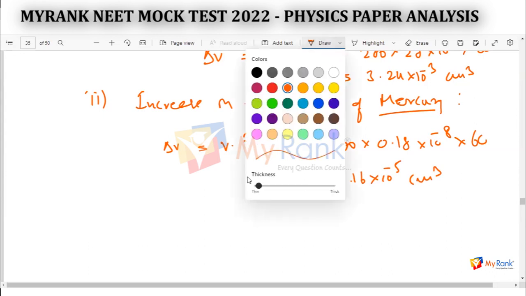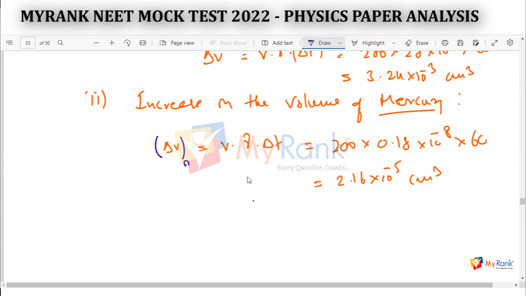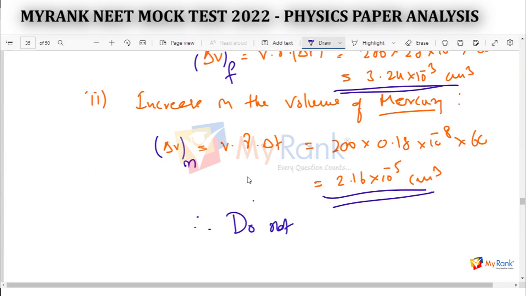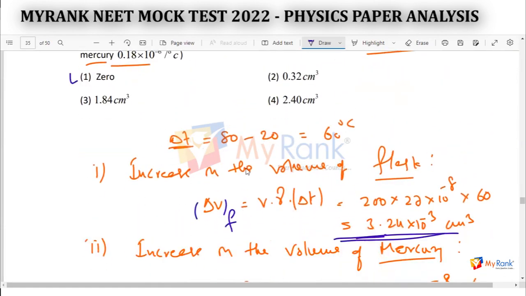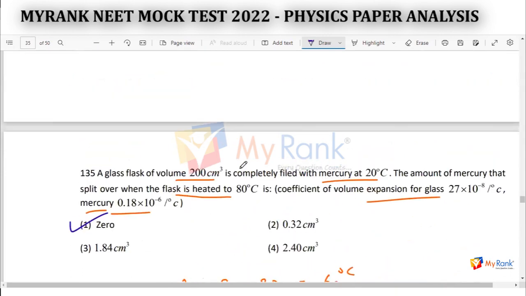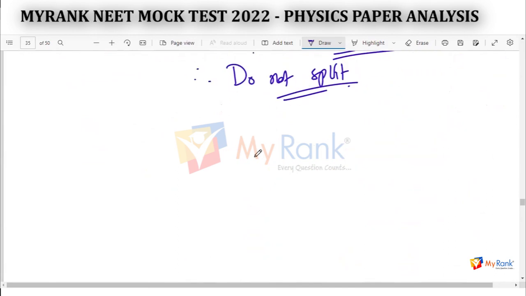So here, if you observe carefully, this is the case of mercury, this is the case of flask. Flask expansion is greater than mercury expansion, so definitely it will not spill from that flask, students. Mercury expansion is just 2.16 into 10 power minus 5. Here it is 3.24 into 10 power minus 3. So the flask is expanding much more than mercury. Due to that reason, it won't spill. So the answer is 0. What is asked? The amount of mercury that spills over when the flask is heated to 80 degrees. It won't spill. Right? So next.